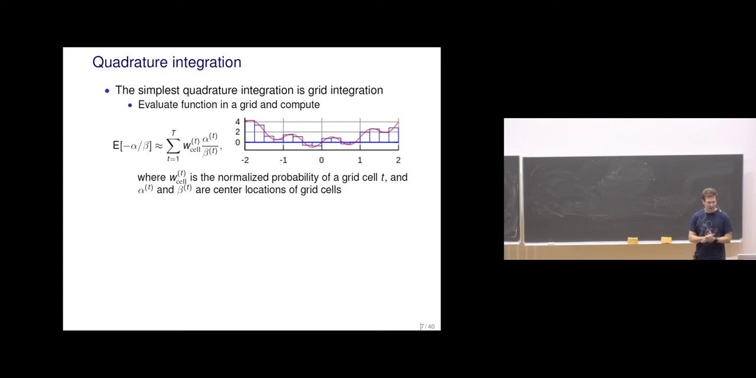Again, I mentioned this last week, so this is just a reminder. We evaluate the function on a grid, and in one dimension each cell is just a bar, and the integral is just a weighted sum with a weight for each bar. The weight could be, for example, the normalized probability of that cell.